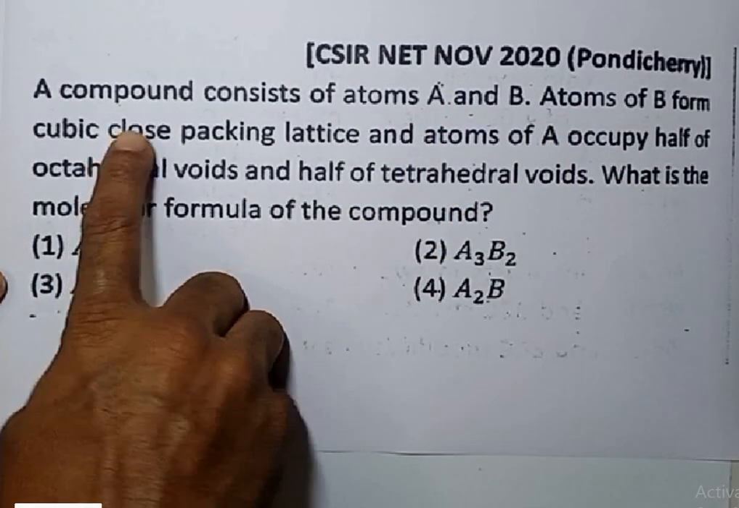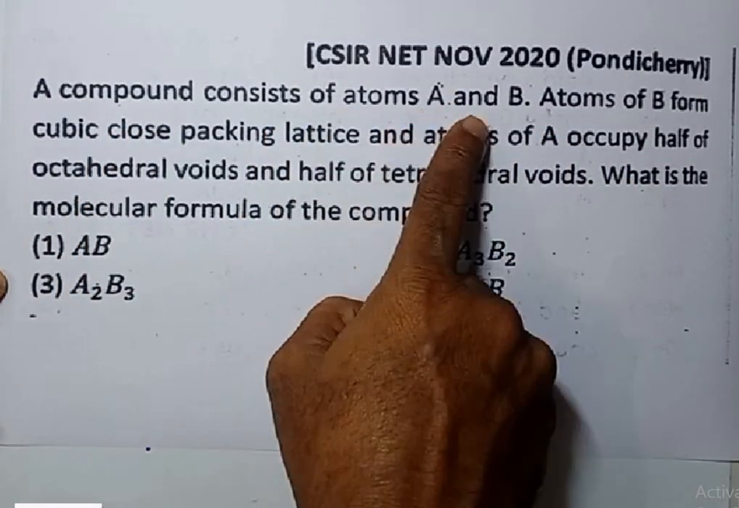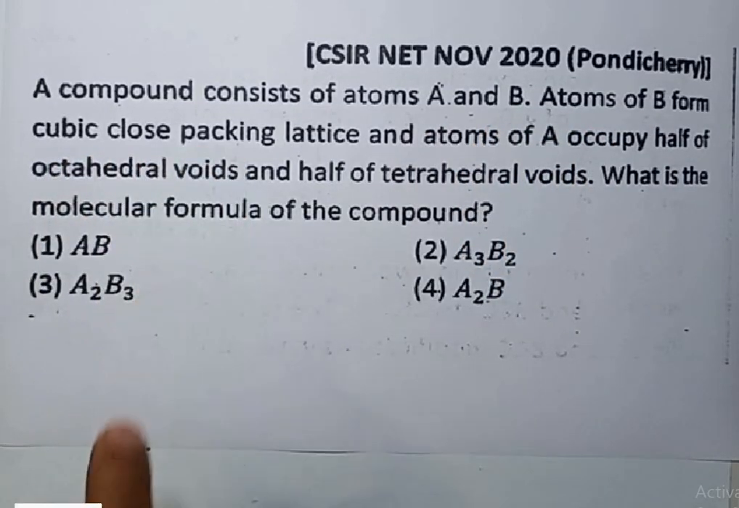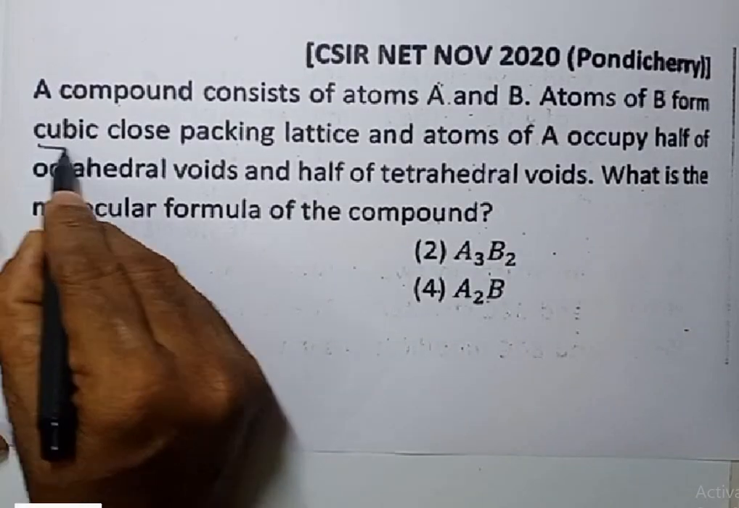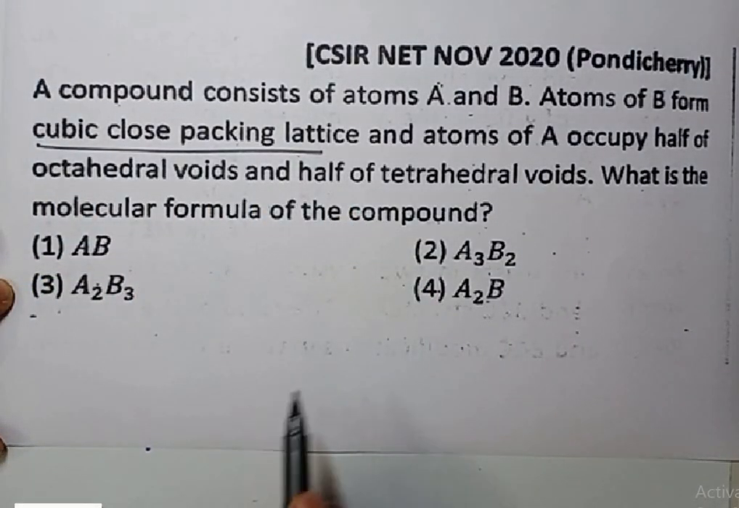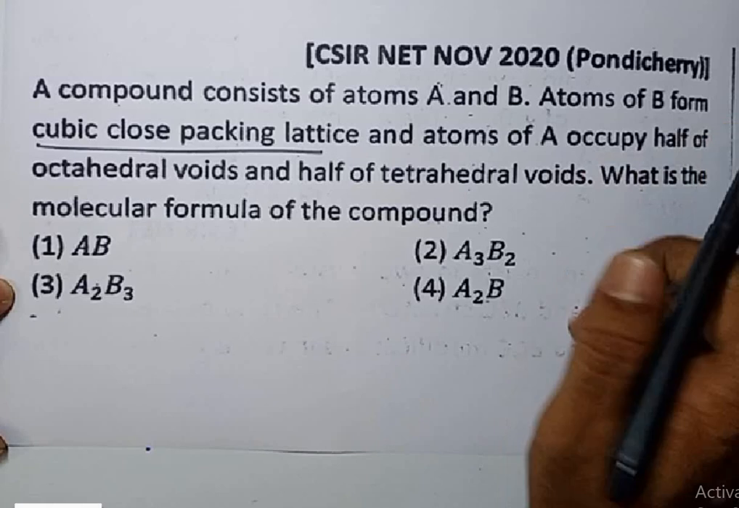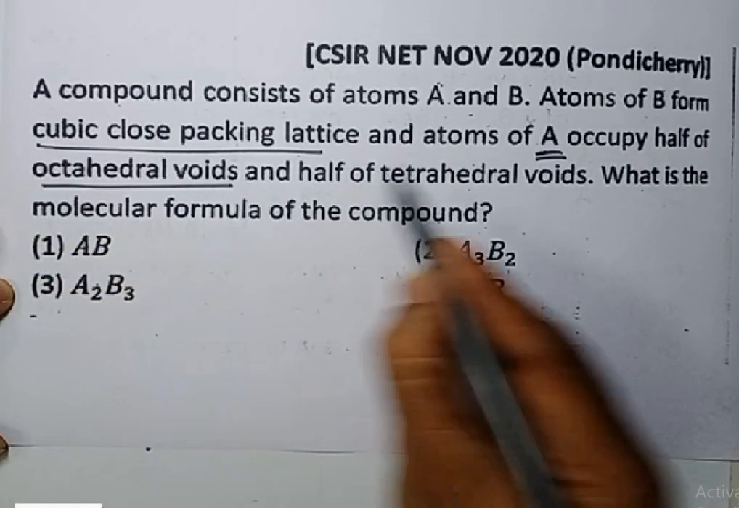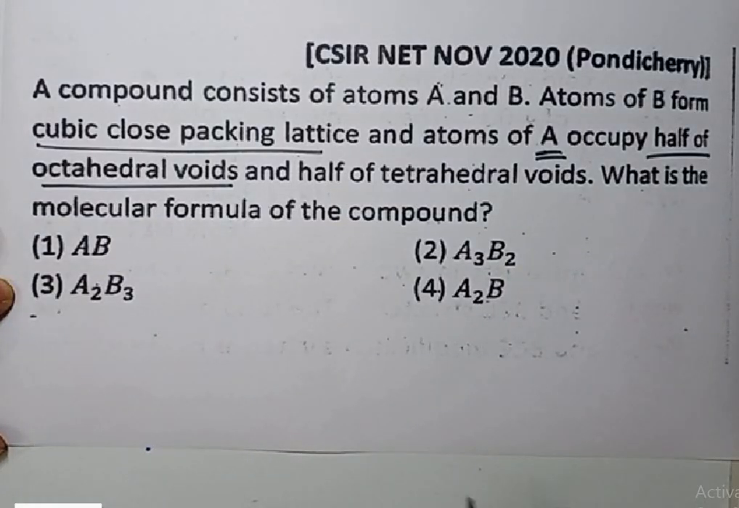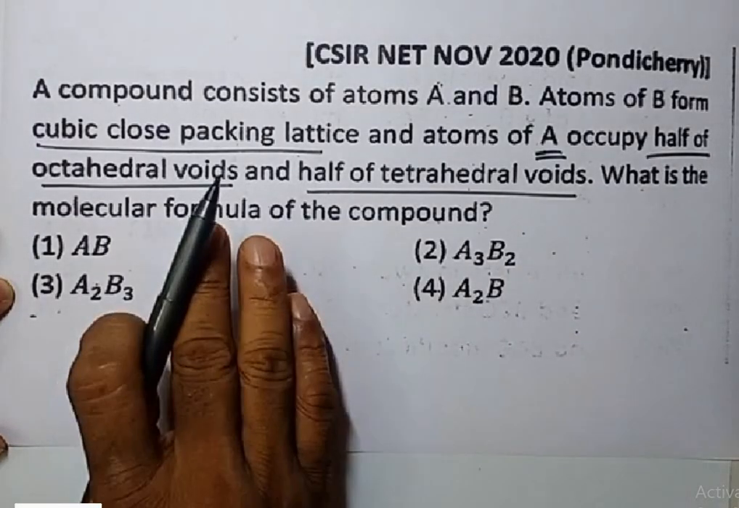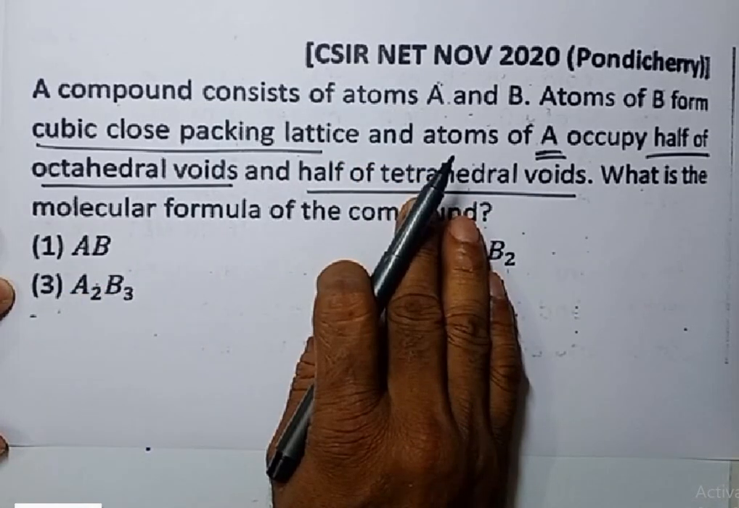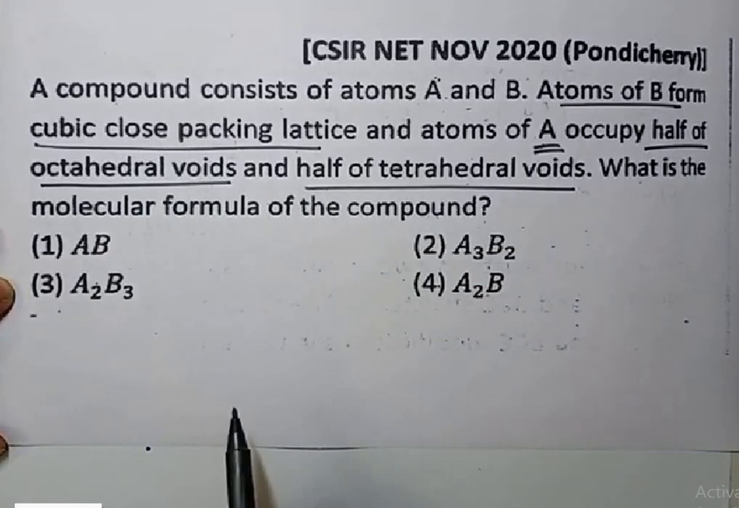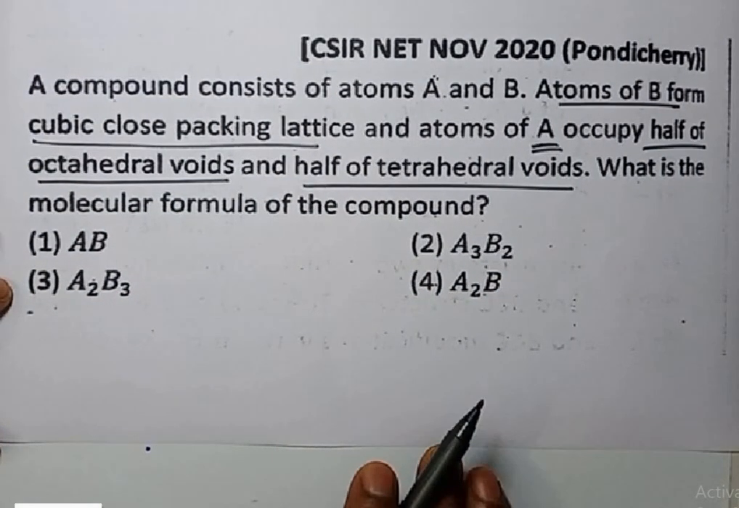A compound consists of atoms A and B. Atoms B form cubic close packing. Observe carefully the word cubic close packing. And atoms A occupy half of the octahedral voids and half of the tetrahedral voids. So, half of the octahedral voids and half of the tetrahedral voids are occupied by A. Atom B forms the close packing. What is the molecular formula?